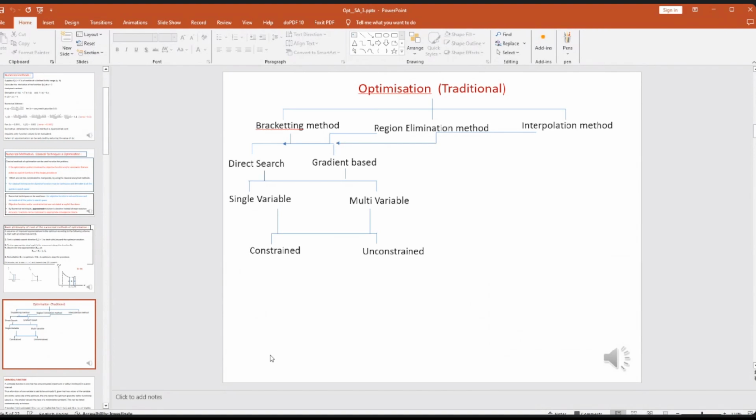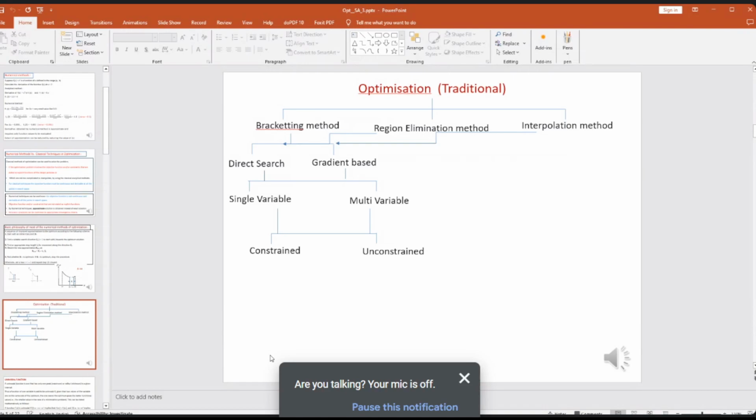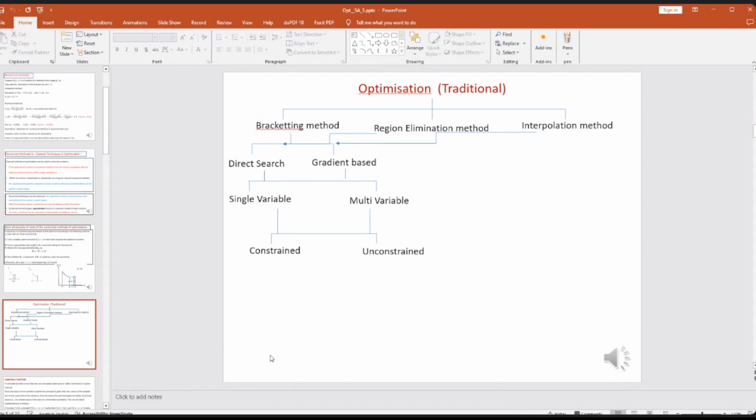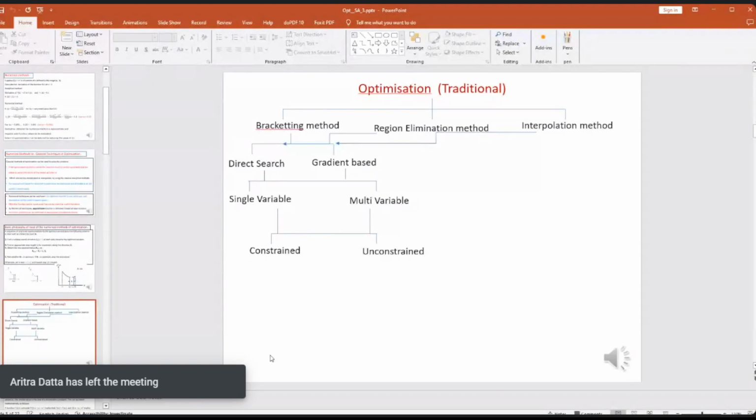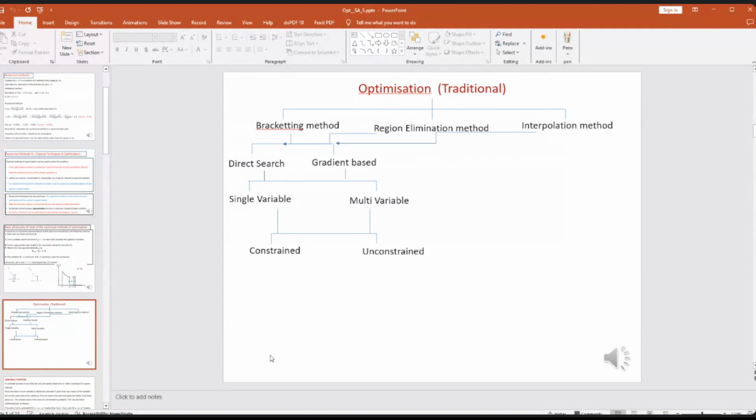In the region elimination method, it is the reverse. You have to place certain logic where the minima must not lie, and that portion will be subtracted from your search interval. So your search interval will be reduced. In this way, at every iteration, you will continuously reduce the search interval, and at a certain iteration level, the width of your search interval will be compatible with your demanded accuracy. Then there you can stop. That is the convergence. Is it clear or not?